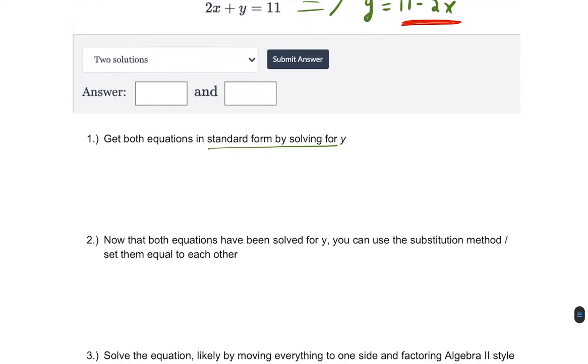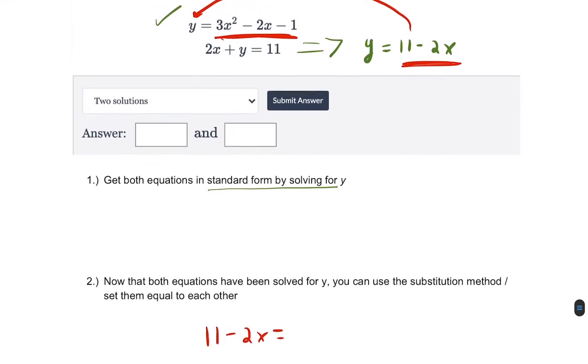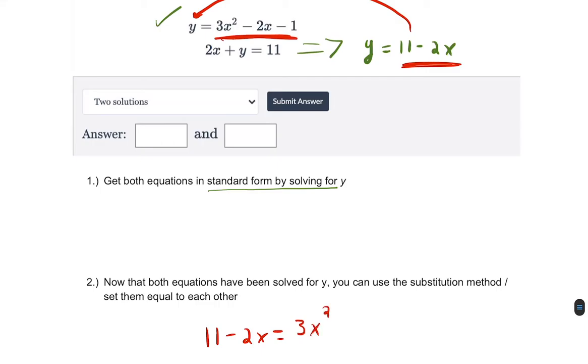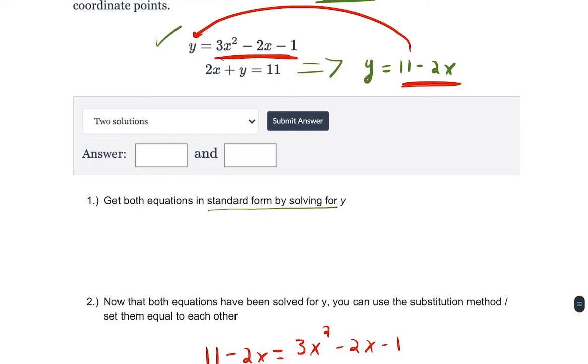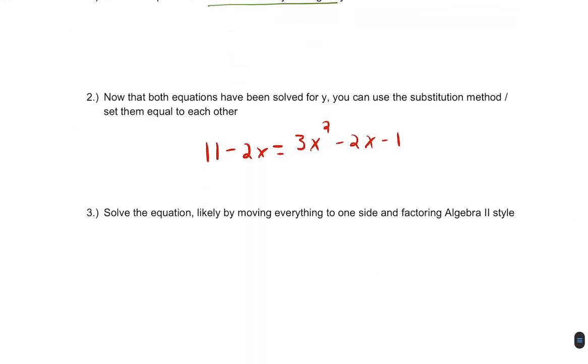So I'm going to write that down here, 11 minus 2x. I gave myself a lot more room here than I needed. 11 minus 2x is the same thing as 3x squared minus 2x minus 1. That's what doing that rearranging tells us. And so now we're going to move everything to one side. In this case, I want to go to the right because I want to keep this a positive 3x squared. So I'm going to add 2x and add 2x. I'm going to subtract 11 and I'm going to subtract 11.